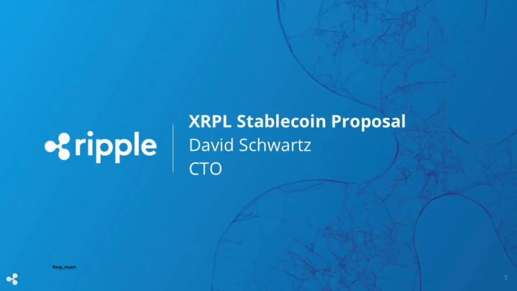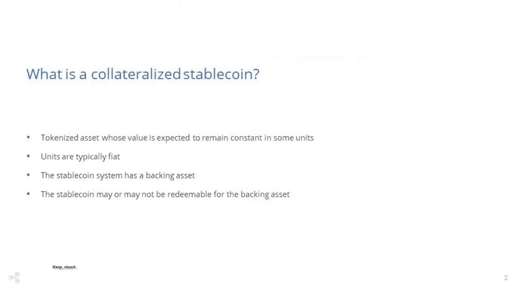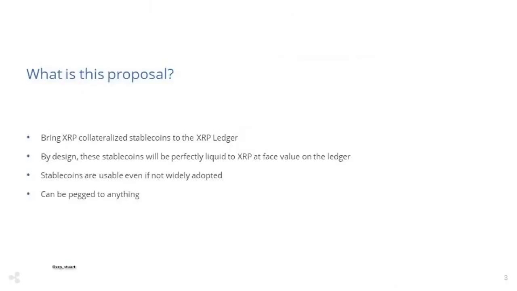Stablecoin proposal. So I thought it might be helpful for me to walk through what I have in the design to give people a better idea of how I intended the system to work. So first of all, it's a collateralized stablecoin. That means tokenized assets whose value are expected to remain constant in some unit. So if it's a dollar stablecoin and you have 10 of it, you're expecting its value to remain stable at $10. These assets have a backing asset, in this case XRP. That means that there is something that is supposed to guarantee its value.